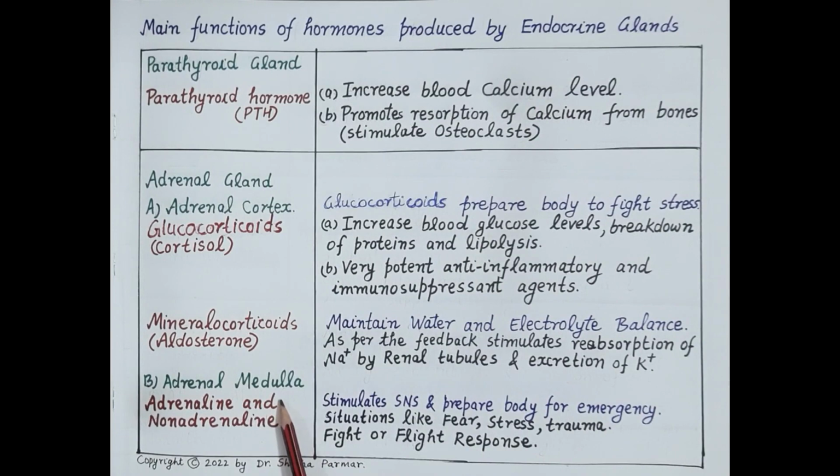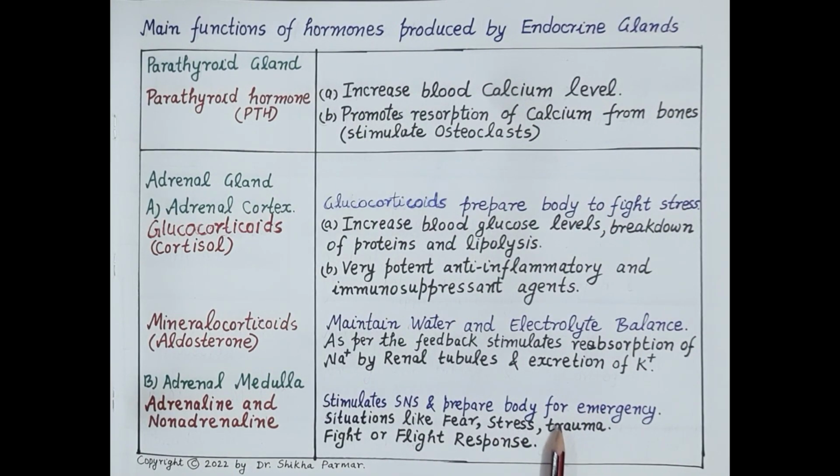After adrenal cortex, let's discuss hormones of adrenal medulla. Adrenaline and noradrenaline are the two hormones produced by adrenal medulla. These hormones stimulate the sympathetic nervous system and prepare the body to deal with emergency situations like fear, stress and trauma. These hormones are responsible for preparing the body for the fight or flight response.